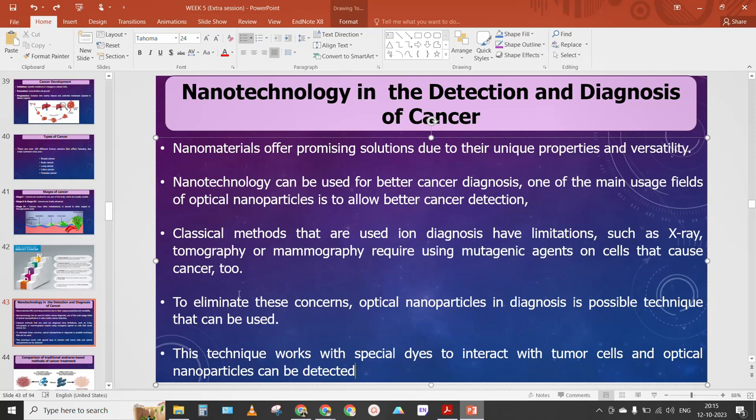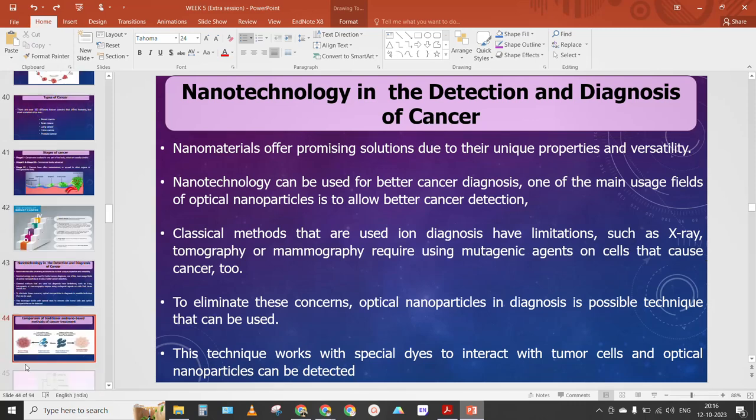Sometimes we tag our nanoparticle to gold nanoparticles. Gold has some auto fluorescent properties in it. So that's why gold is also used as a fluorescent material sometimes.